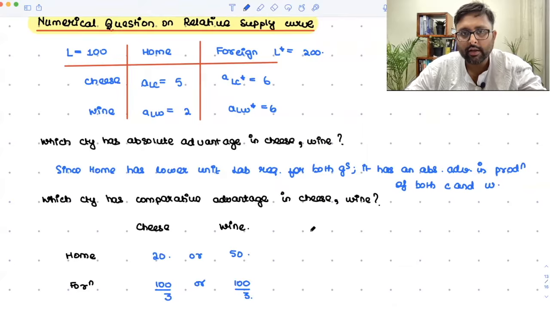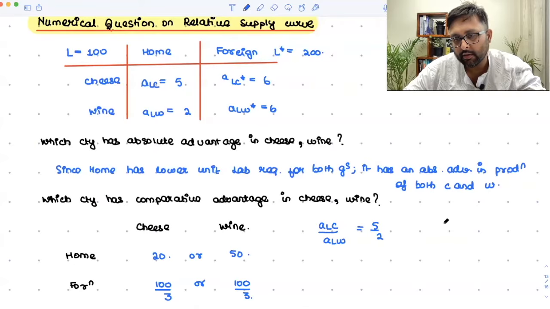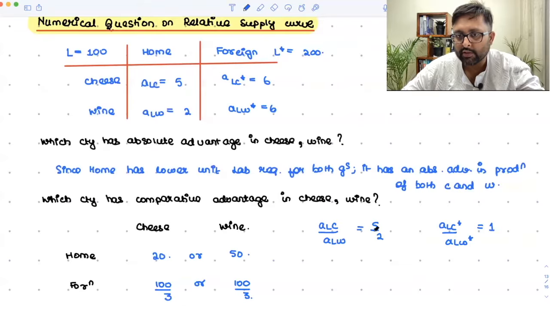Now let me write what is ALC by ALW. That is going to be 5 by 2, which is 2.5. ALC star by ALW star will be 1. So this is the opportunity cost of cheese in terms of wine in the home country, and this is the opportunity cost of cheese in terms of wine in the foreign country.